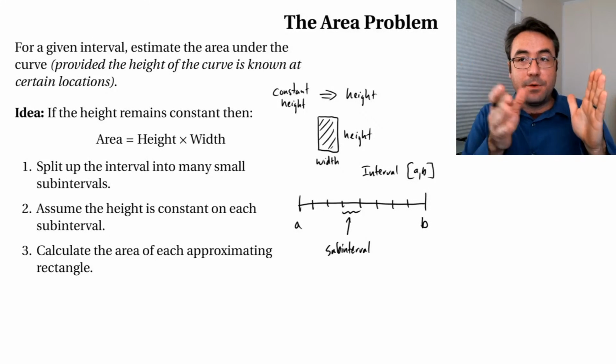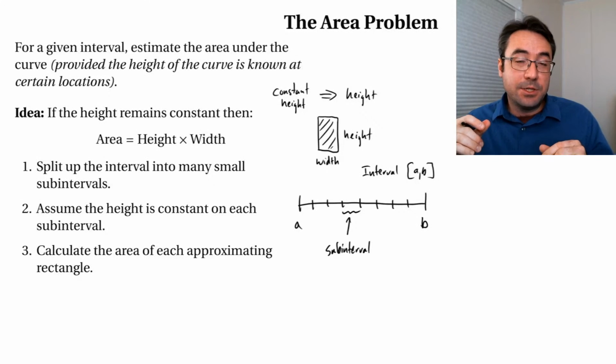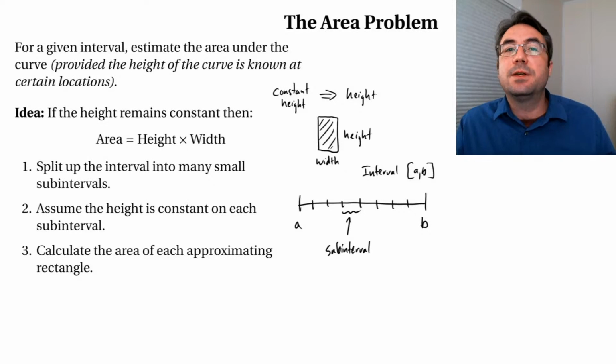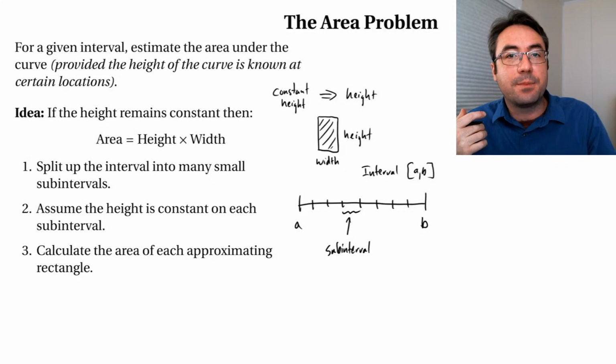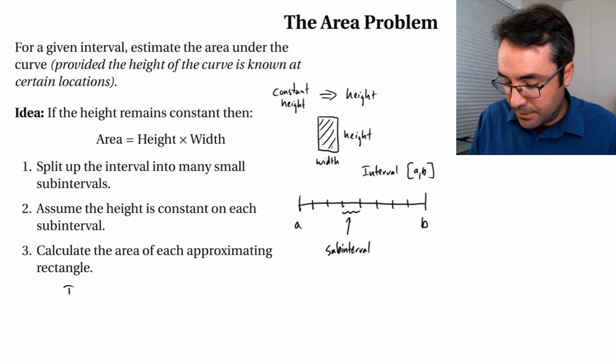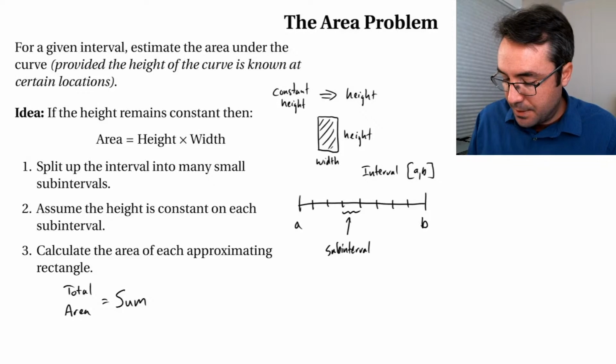So we have our big interval. We're going to slice it up into many little pieces. On each of those pieces, we're going to assume that we have a constant height. Then we can just calculate the area of the approximating rectangle, just width times height. Once we have all those tiny little area calculations done, to get the total area, it's just going to be the sum of the area of all approximating rectangles.